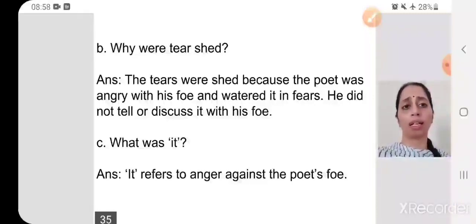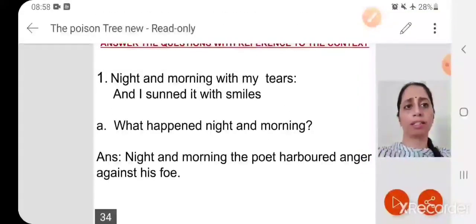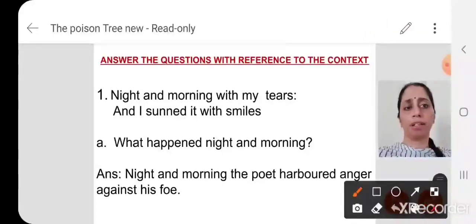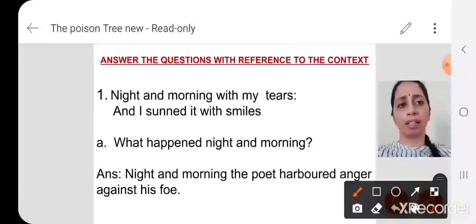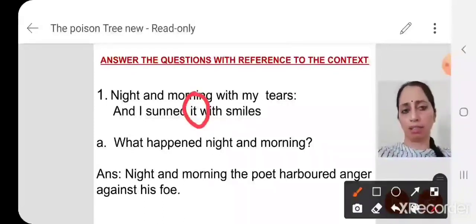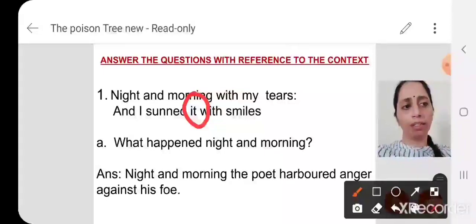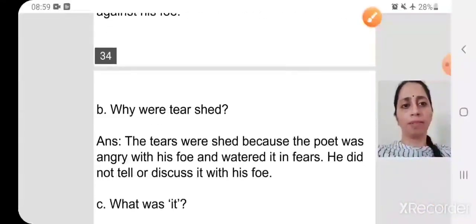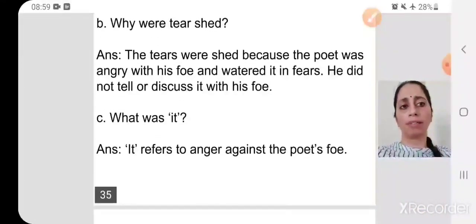What was it? What is this "it" over here? Look at these two lines: "Night and morning with my tears, and I sunned it." What is this "it"? It is the anger, the wrath that the poet is talking about. Clear? So, let us see the answer. What was it? It refers to the anger against the poet's foe.